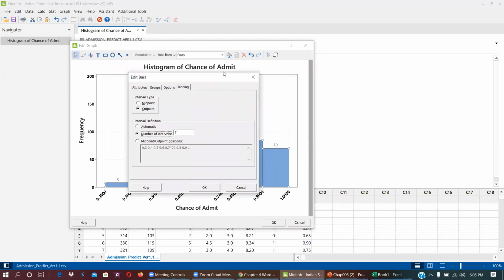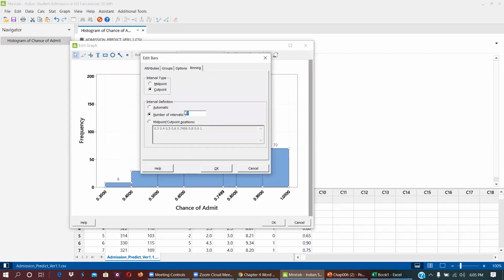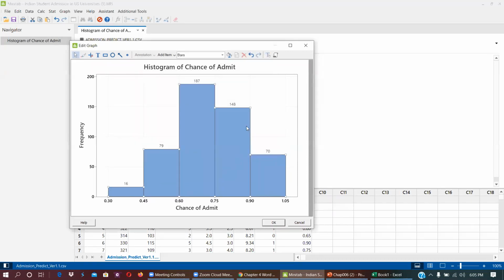Or I can do it by number of intervals, and I can make it 5. So here I can do this very simply. You can see 148 plus 70, how many? 148 plus 70 is the answer. So this is the very first answer that we have to give, which is 218.